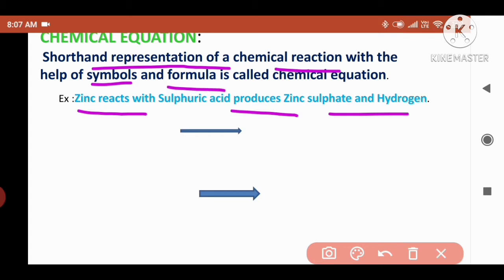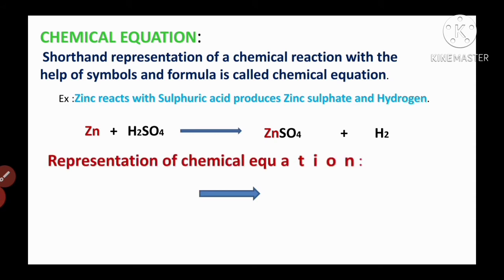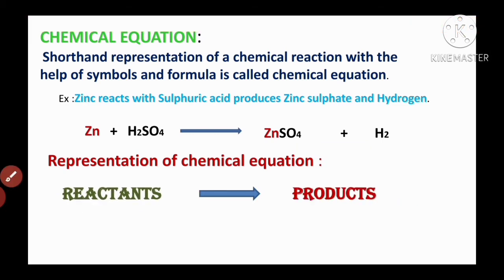Now let us discuss. So here in this case, zinc reacts with sulfuric acid, produces zinc sulfate and hydrogen. And let us discuss how we can represent a chemical equation. This is an example of a chemical equation. Now we are going to discuss the representation of chemical equations, how a chemical equation is represented.